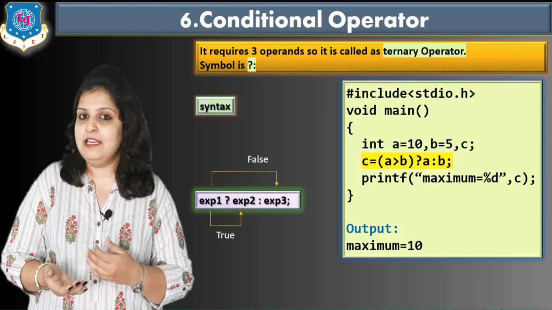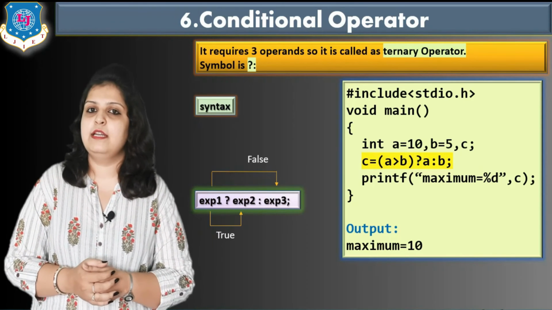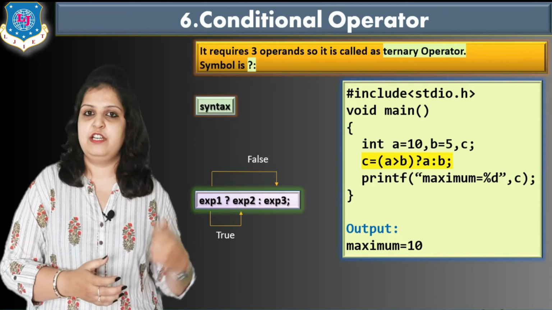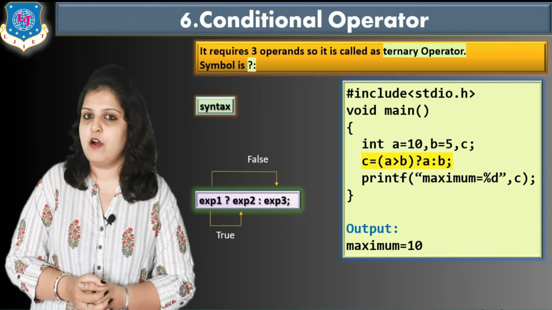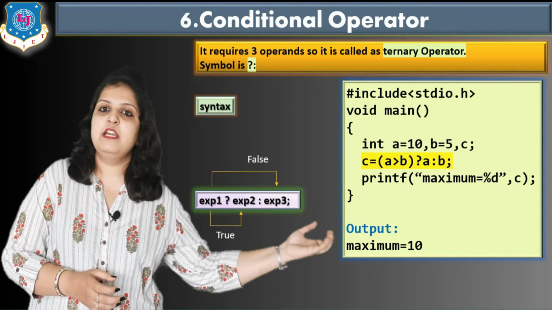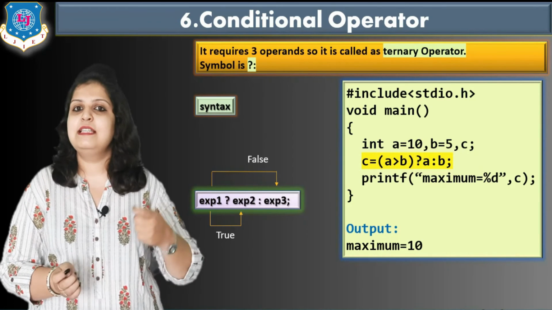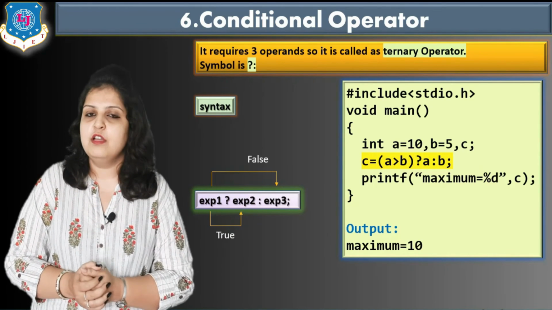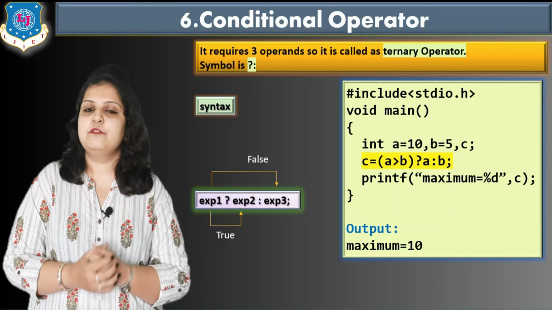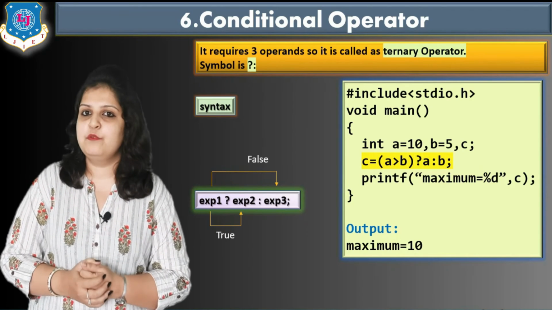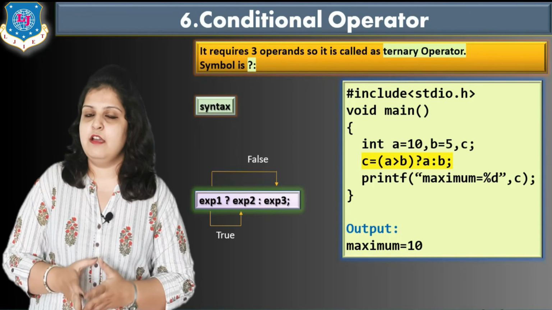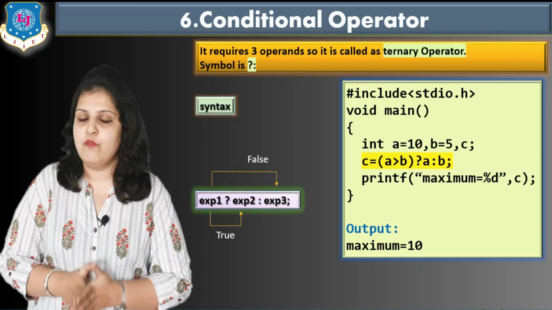If you change the value of B, here instead of 5 you put 50, then what happens? Check the condition, 10 greater than 50, is the condition true or false? False. In that case, our false part will be assigned to our variable C, means C is equal to B will be stored. So the value of B is, suppose, 50, then 50 will be stored in our variable C, and our output is like maximum is equal to 50. So in this way our conditional operator will work.